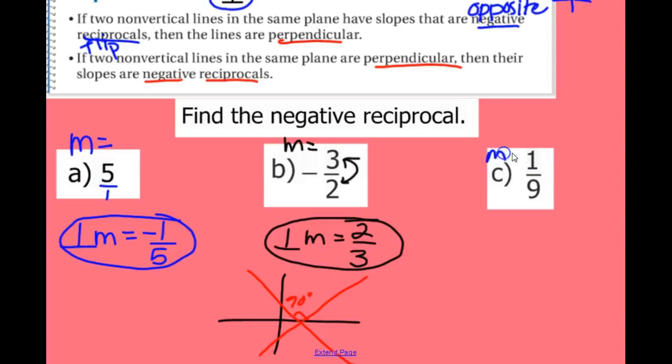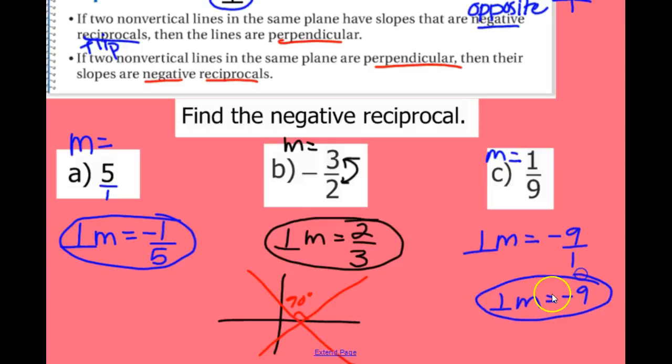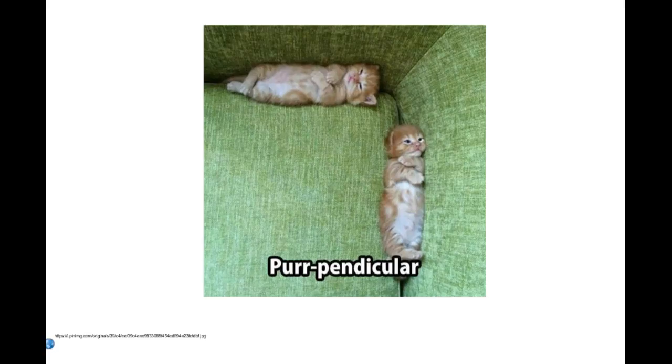And our last one here, if the slope is 1/9, our perpendicular slope, instead of positive, would be negative, and instead of 1 over 9 would be 9 over 1, or just 9 over 1 is just 9, so negative 9. So here's just a funny joke. These cats are sleeping perpendicular to each other because they would cross at right angles.